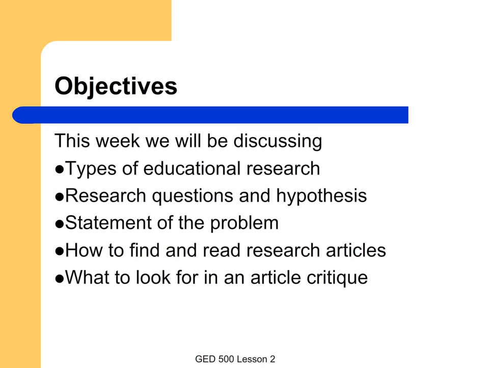So as I said, this week we'll be discussing different types of educational research, and that is a carryover from our last session where we talked about qualitative and quantitative research. Now we'll talk about different approaches or different research approaches. And then we'll also talk about what your reading went over for Chapter 4, which is research questions and hypothesis building, as well as the statement of purpose, as well as the information on how to find and read research articles, and also what to look for in an article critique.